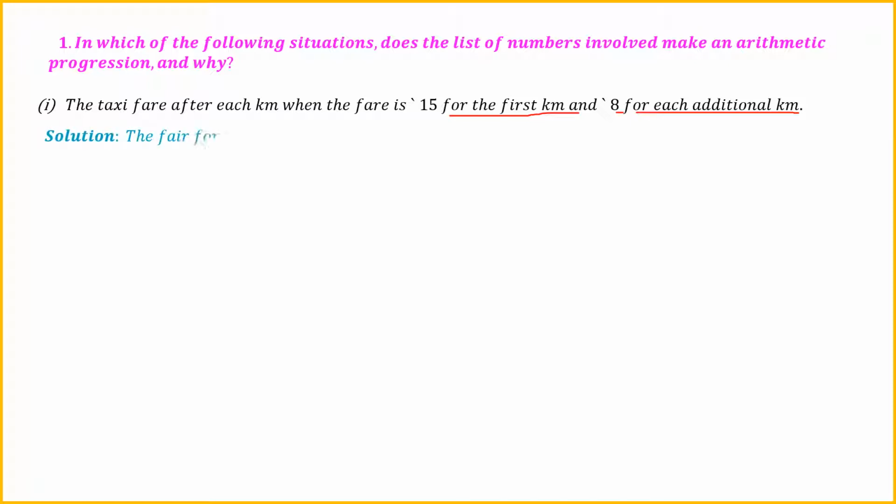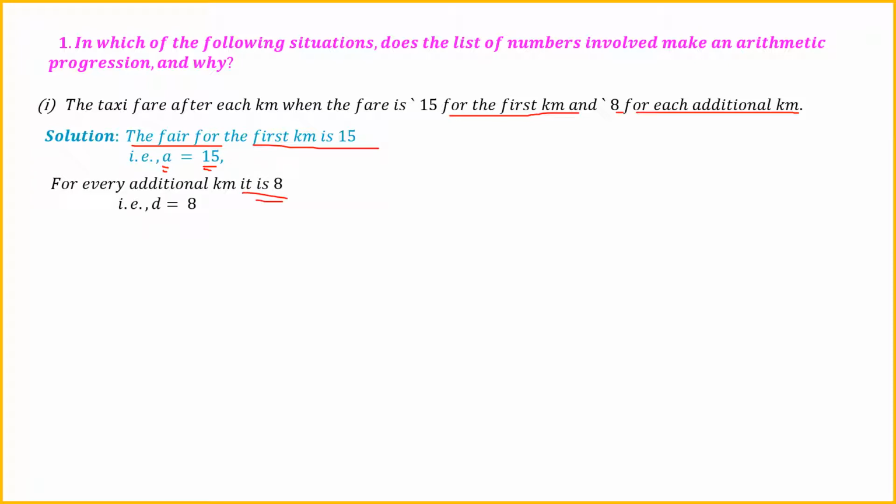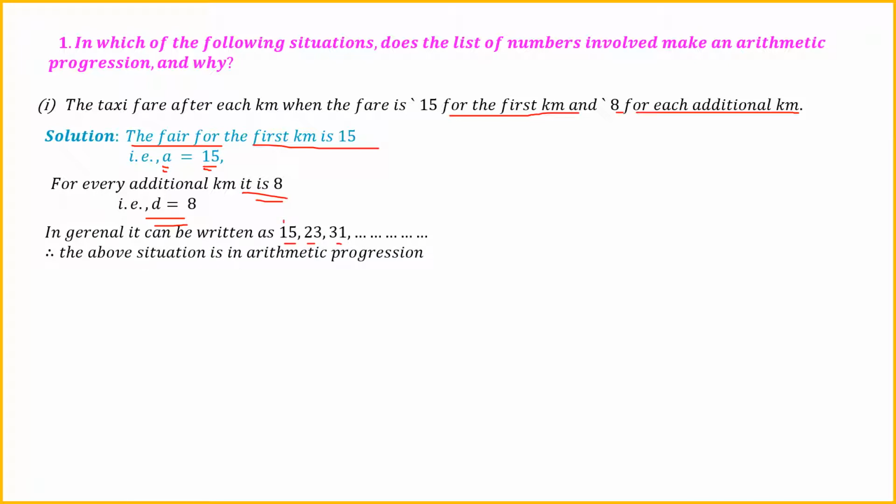Let us try to convert the English statement into a mathematical expression. The fare for the first kilometer is 15, which means A equals 15, and 8 rupees for every additional kilometer. It is D equals 8, because the difference for every consecutive kilometer is 8. In general, it can be written as 15, 23, 31. What's the reason to write it as 23?